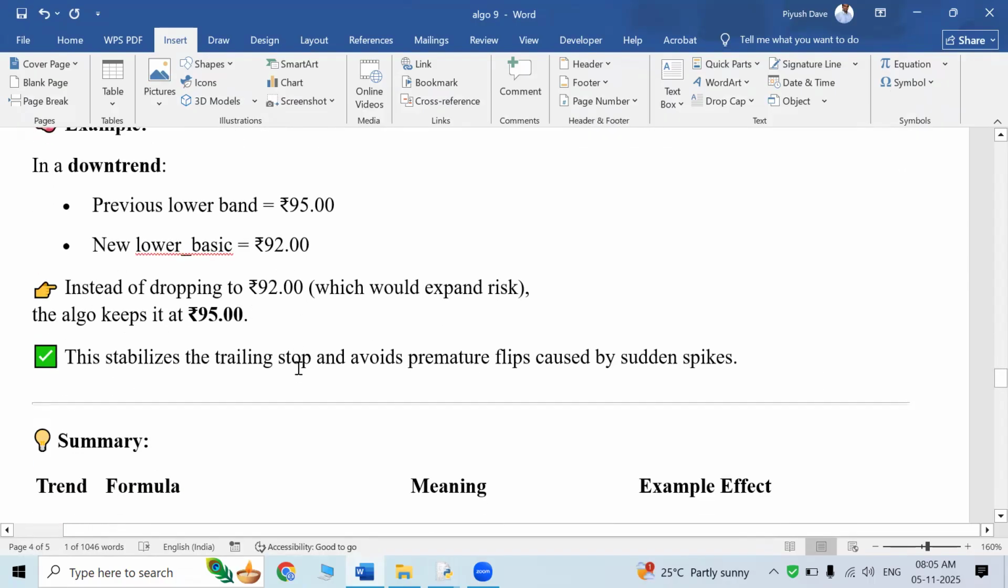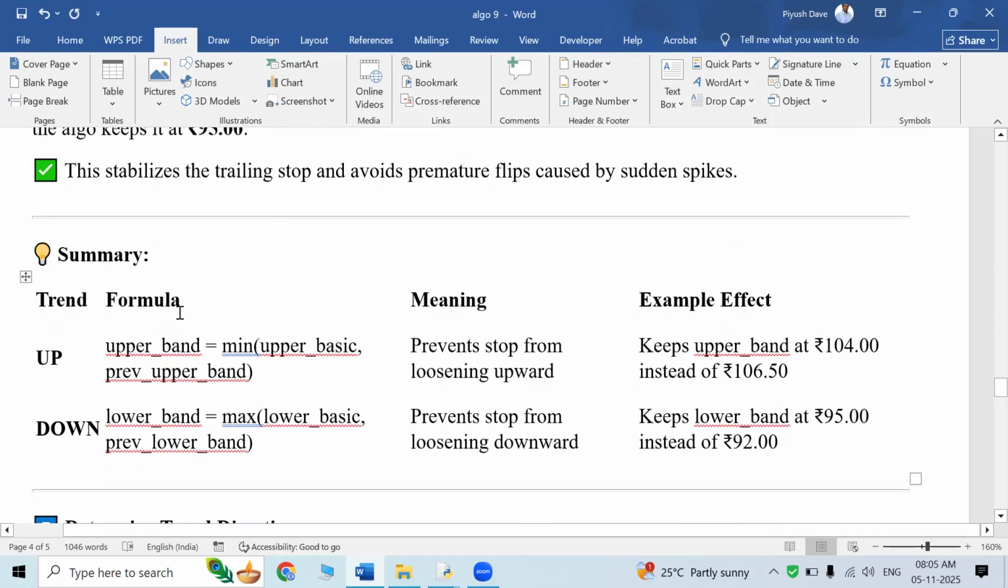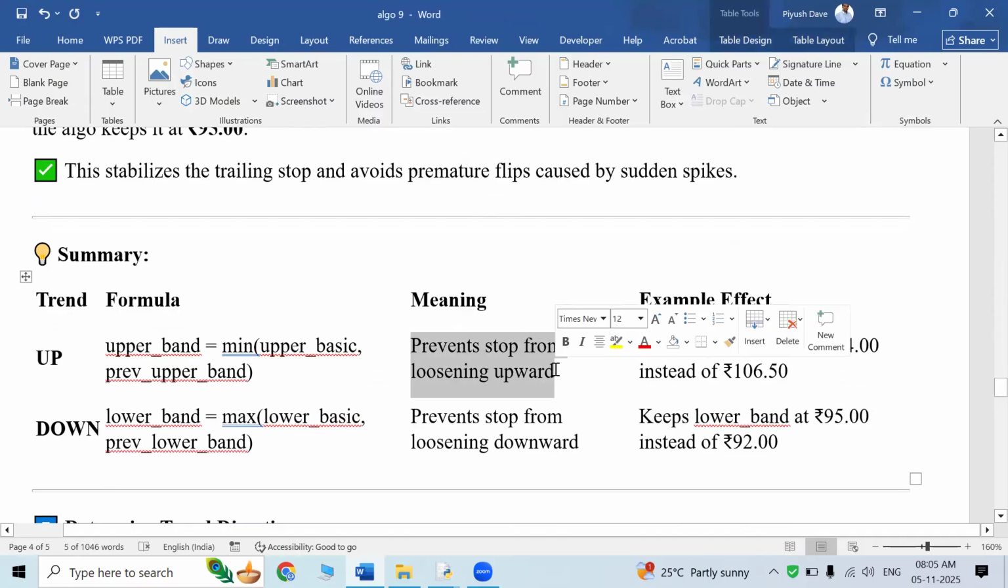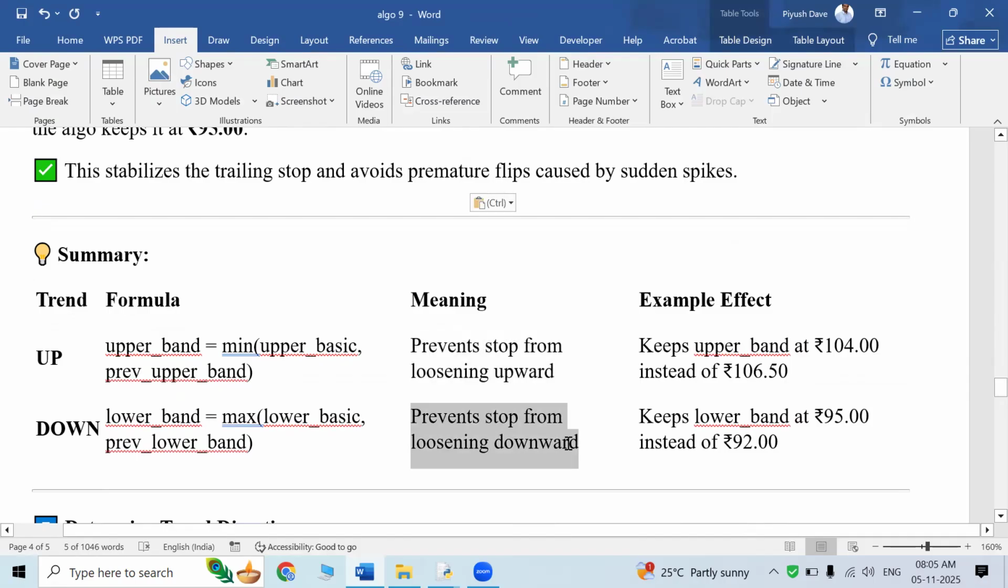Okay, now let me explain this with one example. So the previous band was 95, the lower new band is 92. Okay, so we are not going to choose this 92, we are going to choose 95 as the lower band. The upper band prevents the upside problem, and this prevents the downside problem. Okay, so we are going to keep 104, the min value of both the values, and here we are going to keep the max value of both the values.